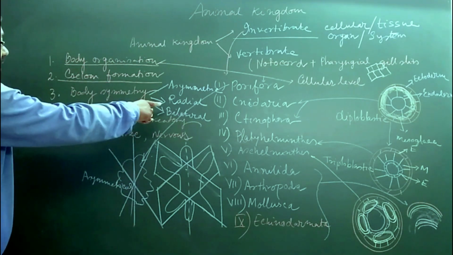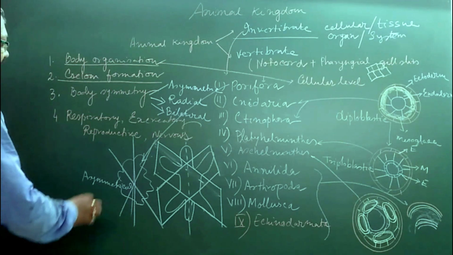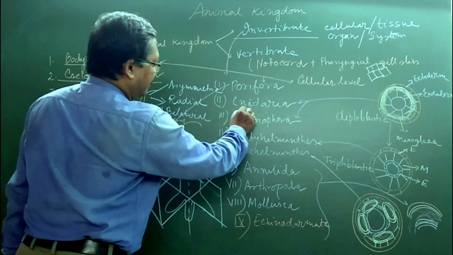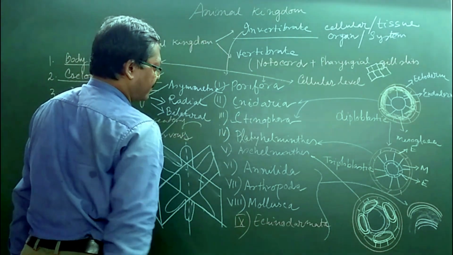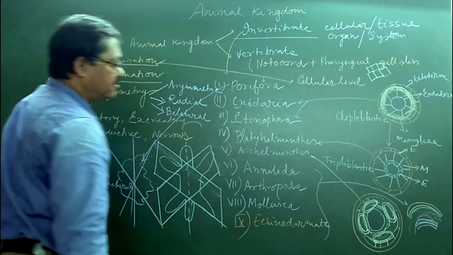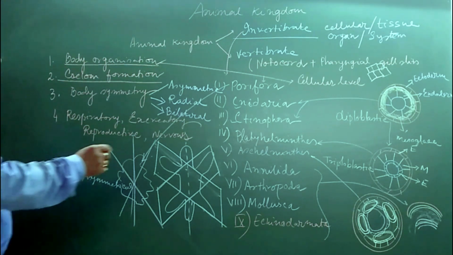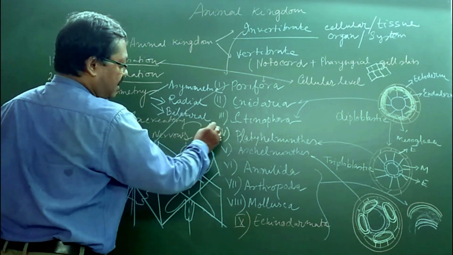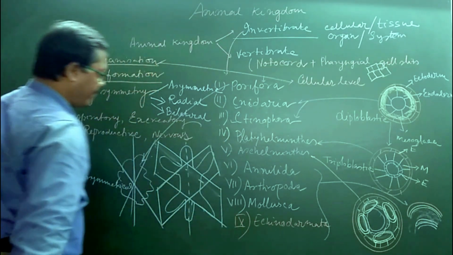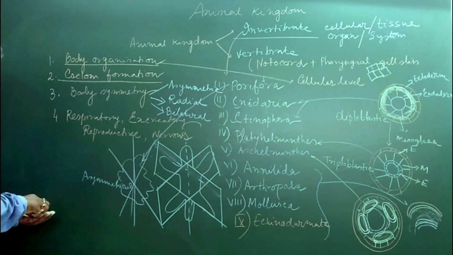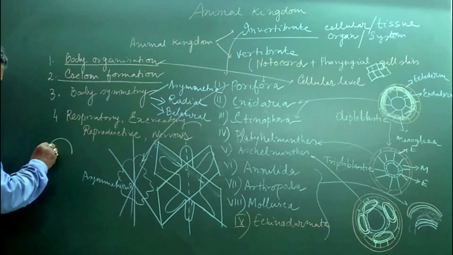This radial symmetry we found in the lower classes, and the bilateral symmetry developed next. This starts from Platyhelminthes to Echinodermata. What is bilateral symmetry? In the bilateral symmetry, suppose this structure.